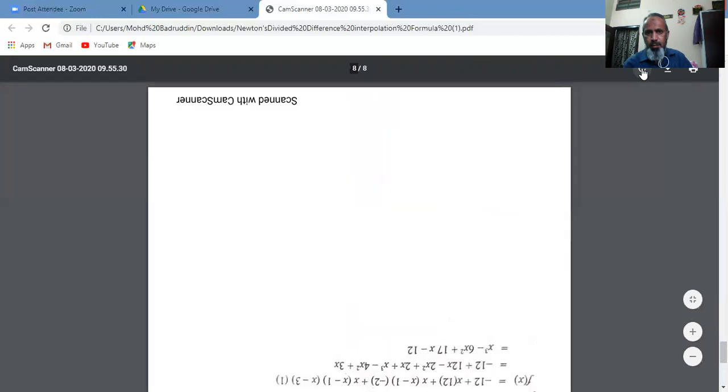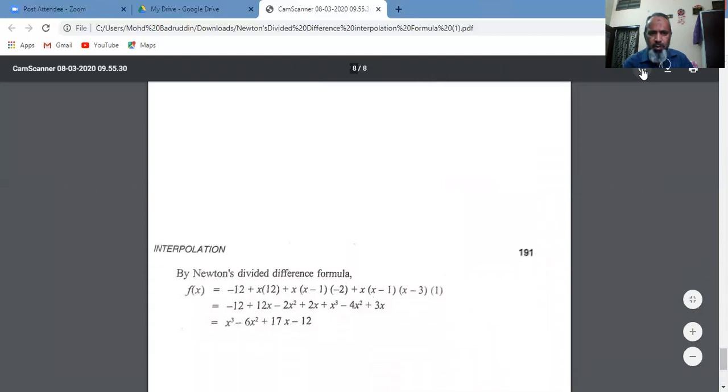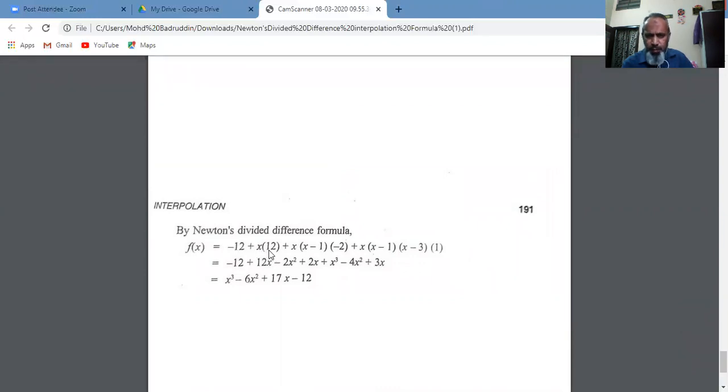So, see, this is Newton's divided difference formula. In Newton's divided difference formula, we substitute f of x naught, which is minus 12, plus x minus x naught, that is x minus 0, into the first divided difference 12, plus x minus x naught into x minus x1, where x1 is 1, into the second divided difference value minus 2, plus x minus 0, x minus 1, into x minus 3, into the third divided difference value, that is 1.